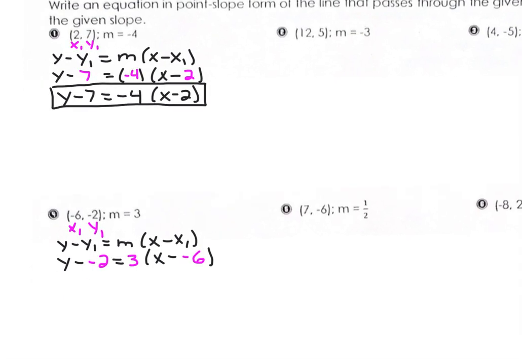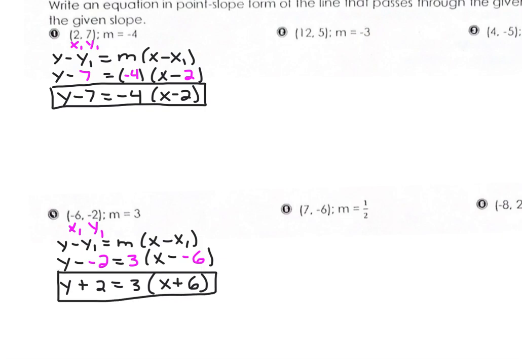So now as we simplify this, when we have minus a negative, when we take away a negative, that turns into a positive. So this would become y plus 2 equals 3 times x minus a -6 would turn into x plus 6 in a simplified version. So in point-slope form, we would write that as y plus 2 equals 3 times the quantity of x plus 6.